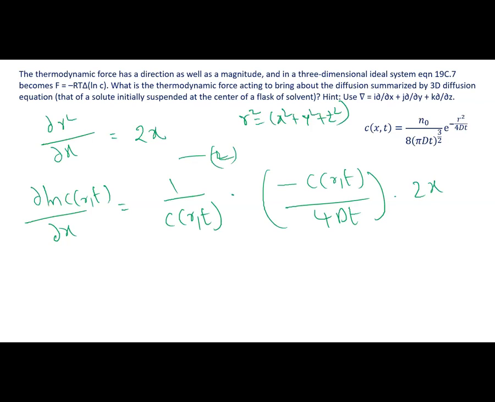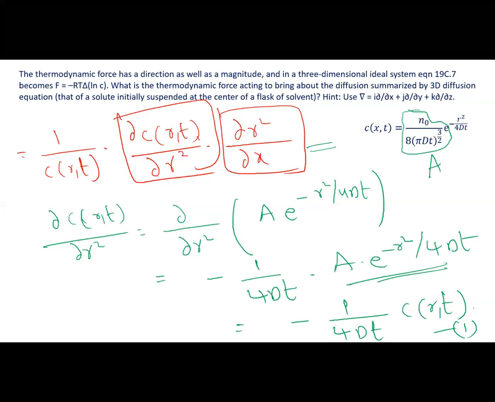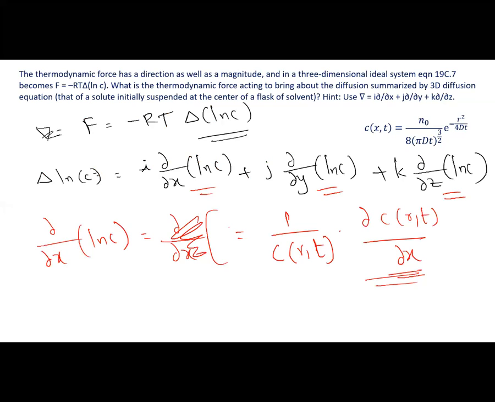Again, probably a lot of these terms get cancelled. C_RT gets cancelled, and 2 becomes 2 here. So the final equation is going to be minus x over 2Dt. So similarly, if you look at the previous problem, we need to calculate the values for each of these terms. We just calculated for one.